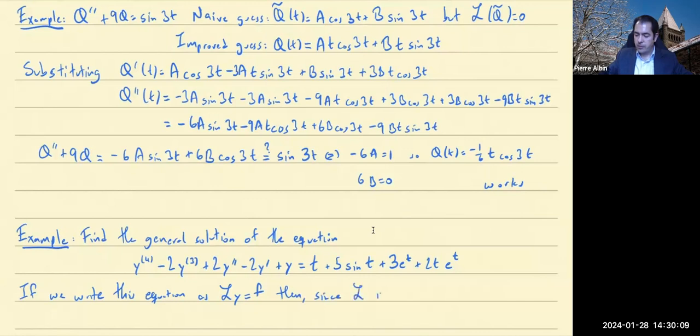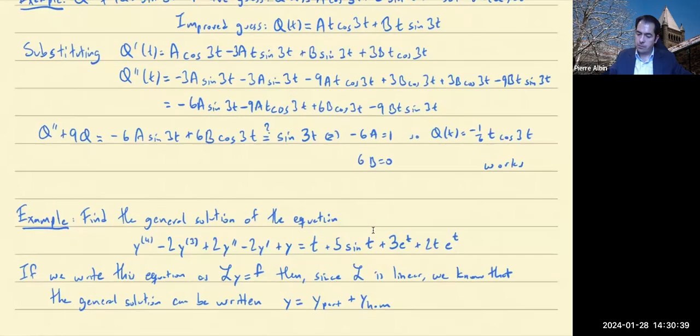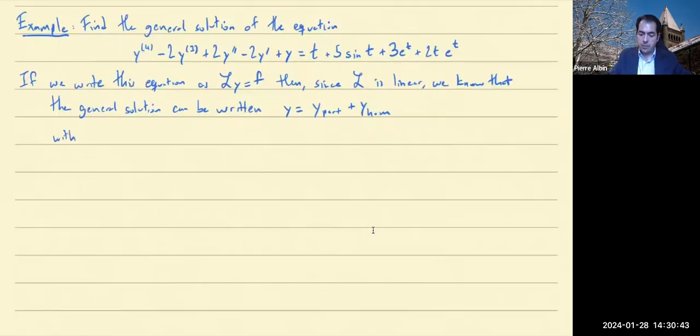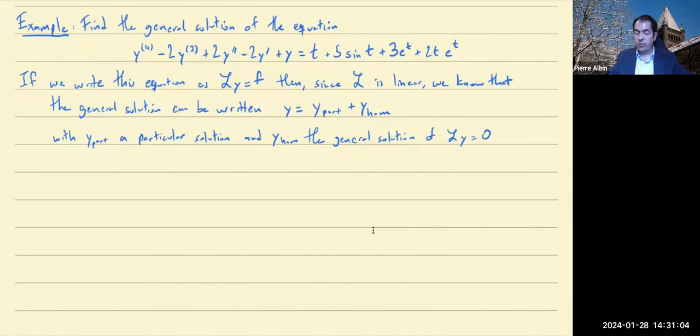then since L is linear, we know that the general solution can be written as y is equal to y part plus y home, with y part a particular solution and y home the general solution of L of y equal to 0. Okay, now we know how to find the general solution of Ly equal to 0, right?